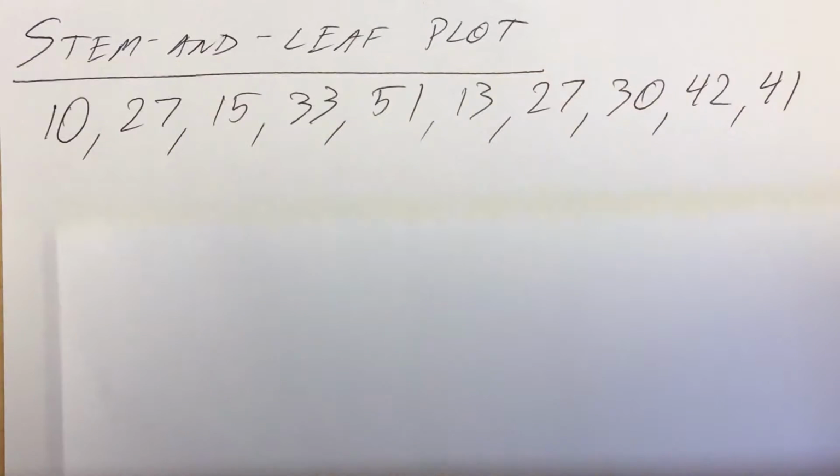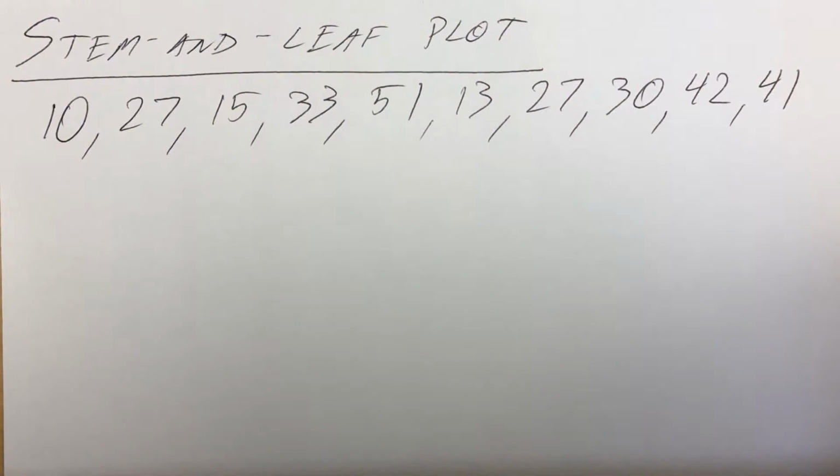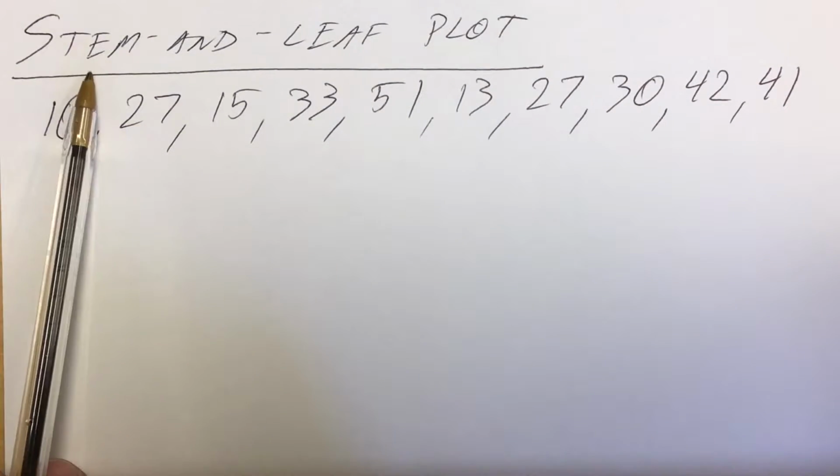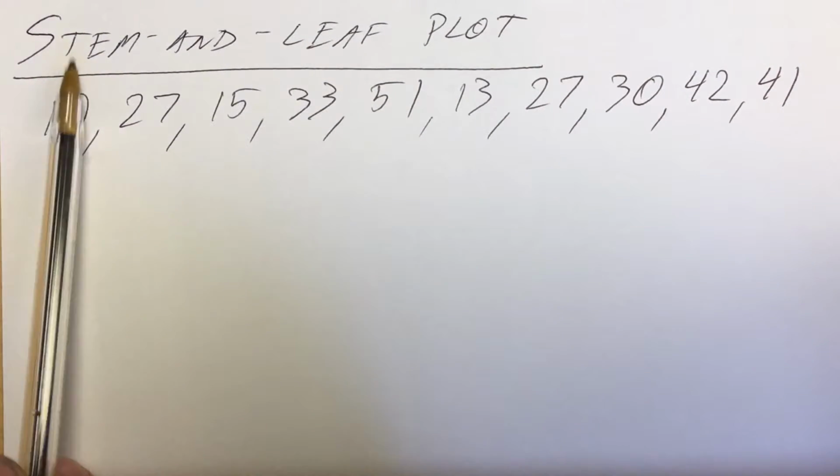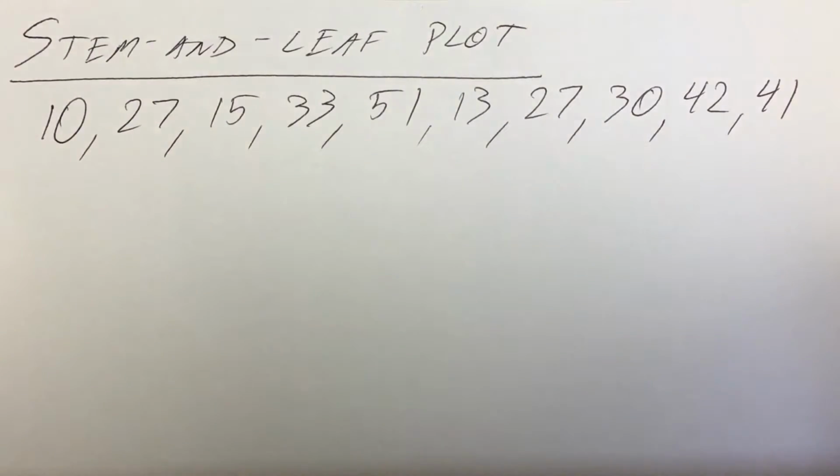Title of next section is stem and leaf plot. If you're given a set of data, another way to represent this data in another type of graph is called a stem and leaf plot, where the stem separates the numbers into categories and the leaf will show you the exact number.